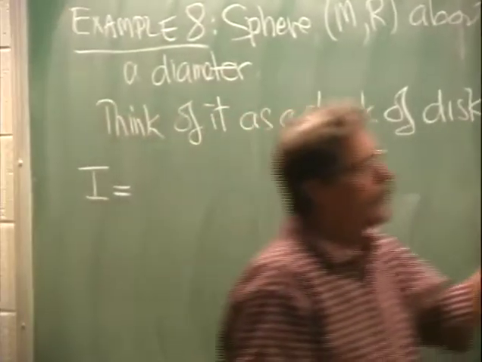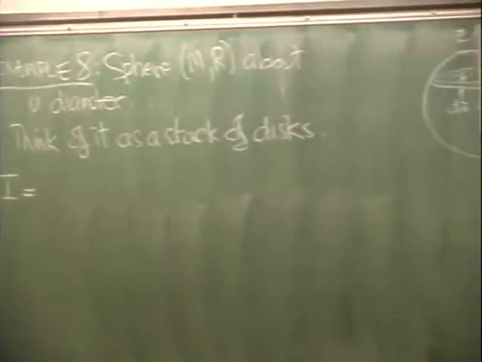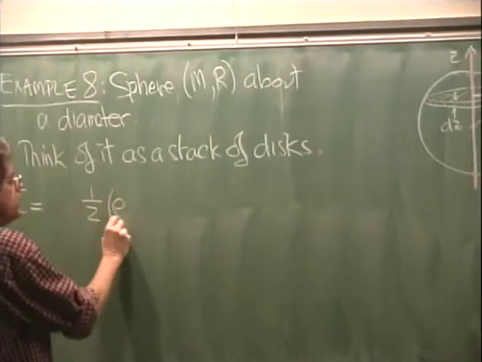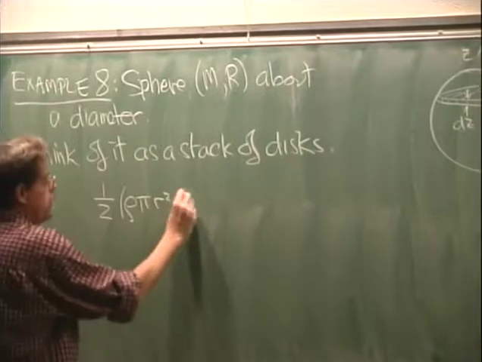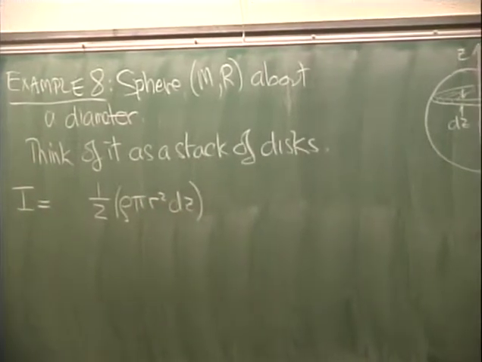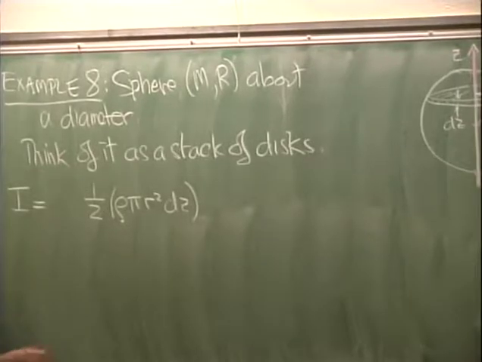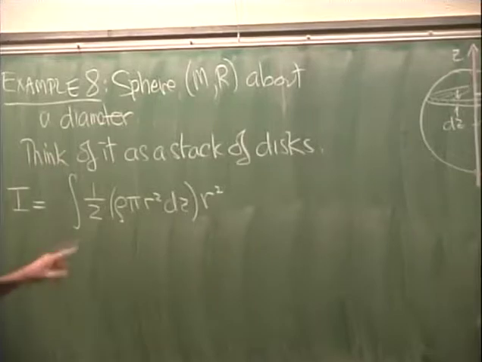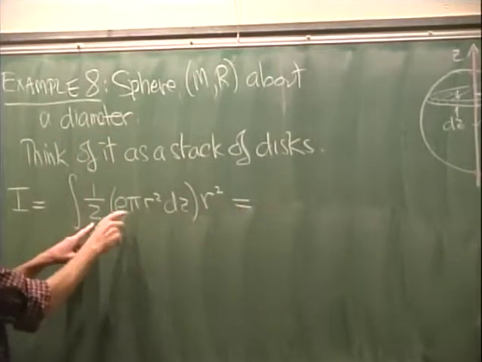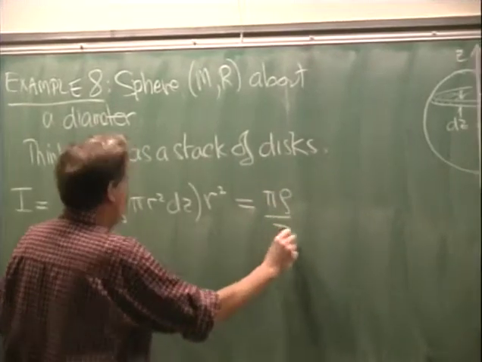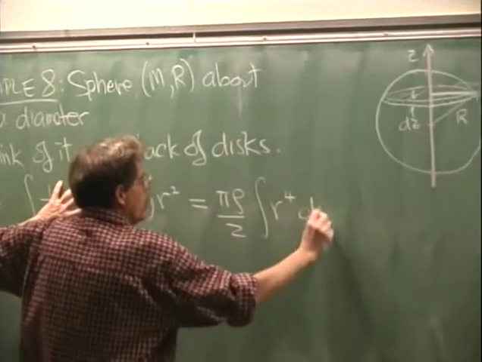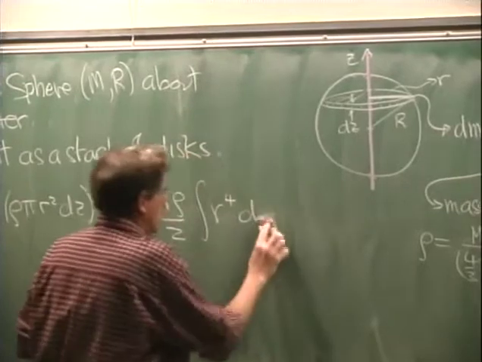It's the sum of the moments of inertia of all those disks. The moment of inertia of a single disk is 1/2 the mass of that disk, which in this instance is rho times pi r squared dz, times the radius of that disk squared, which in this instance is r squared, and now I'm supposed to add it up over all those disks. Well, some of this stuff is constant. Let's take it out in front. Pi rho over 2. Now what remains is r to the 4th dz, not dr, that's dz.